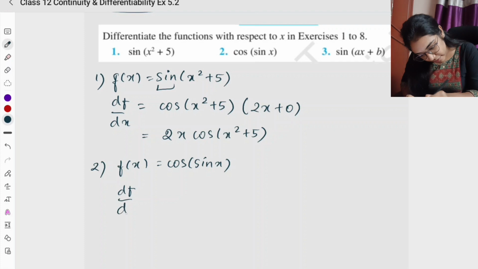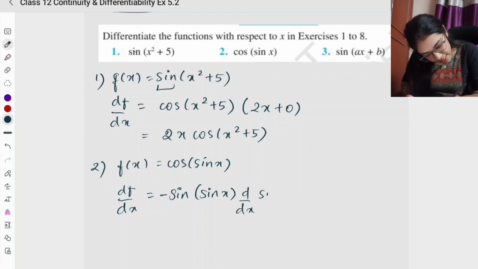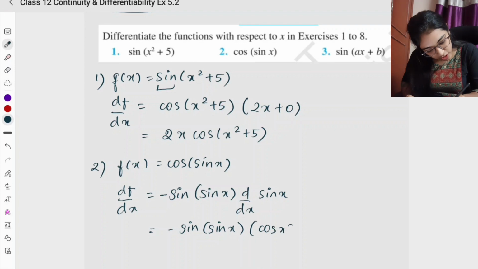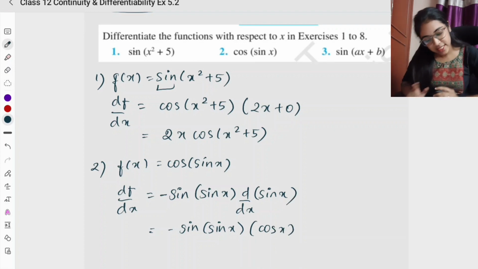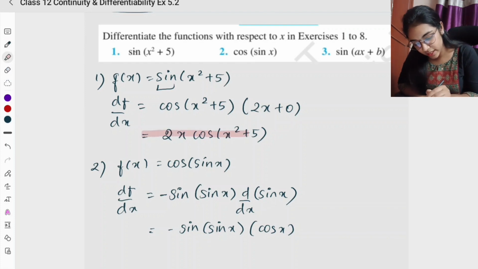So, df divided by dx is going to be cos or derivative is minus sine theta. And what is my theta? Sine x. இப்போ d by dx of sine x பண்ணணும். Sine x or derivative என்ன? Cos x. So, it is going to be minus sine of sine x, which is the first term. Second term என்ன? Cos x. The derivative of sine x is going to be cos x. This is my final answer. Okay? Final answer மட்டும் highlight பண்ணிடுங்க. So, this is my final answer.